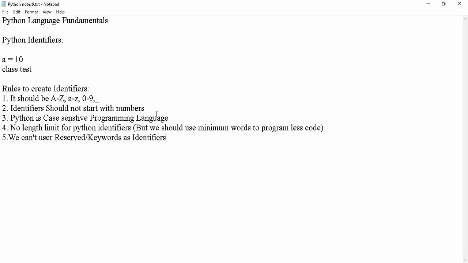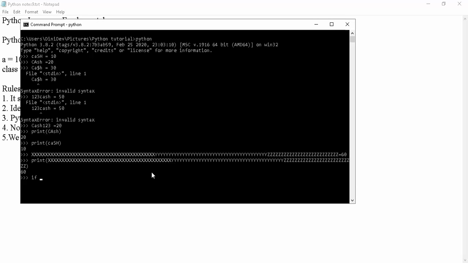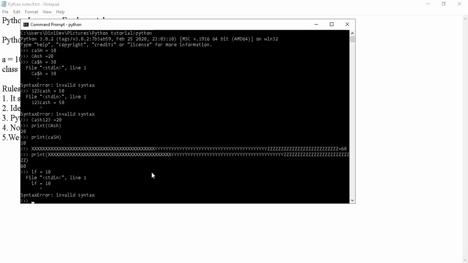And one more thing, we can't use a reserved word or keyword as an identifier. If it is a reserved word, I can't mention if equal to 10; it will show an error. So reserved words are not allowed to be used as an identifier. These are the 5 rules you need to follow before creating an identifier.